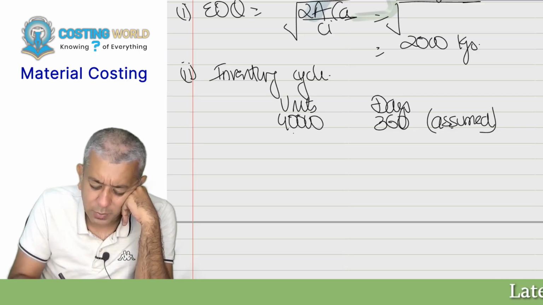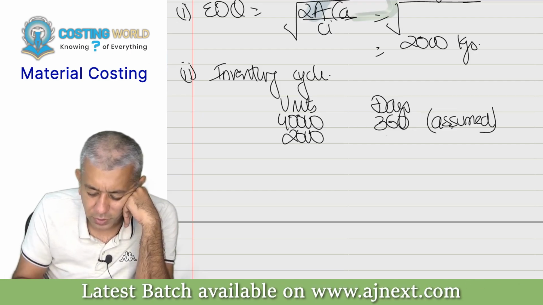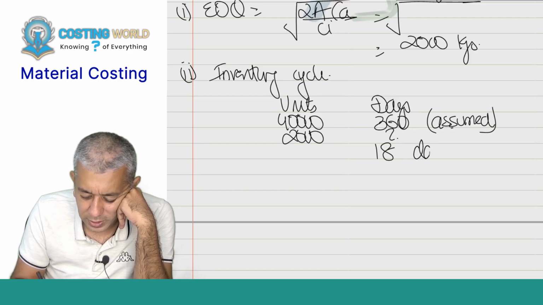Tell me, at one time you are going to be purchasing how much? 2,000. So after how many days do you purchase? 18 days.